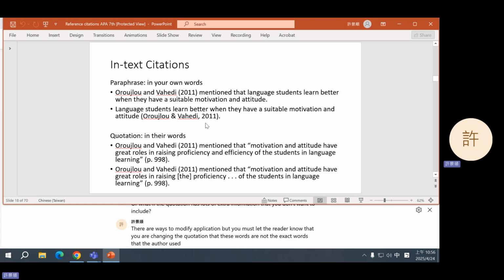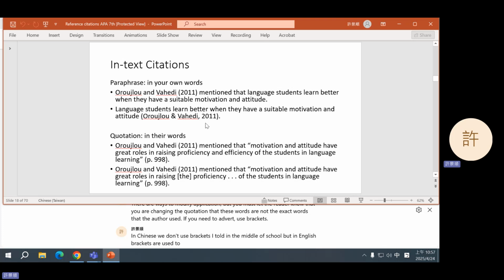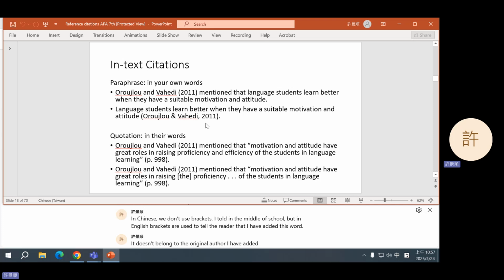If you need to add words, use brackets. In English, brackets are used to tell the reader that I have added this word. It doesn't belong to the original author. I have added it. Right? So the original sentence is "great roles in raising proficiency." But you have added "the" to make it become "great roles in raising [the] proficiency." So that's how you add things.